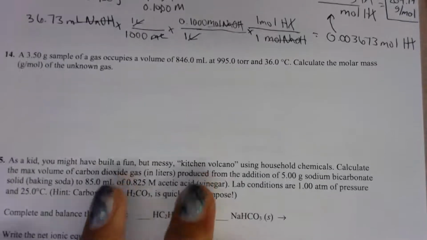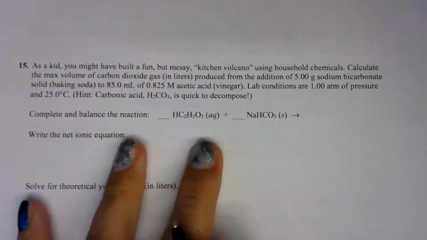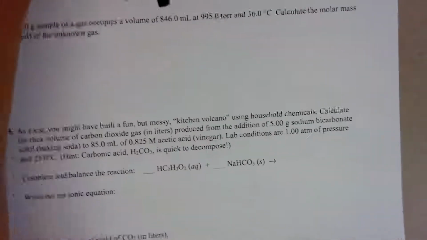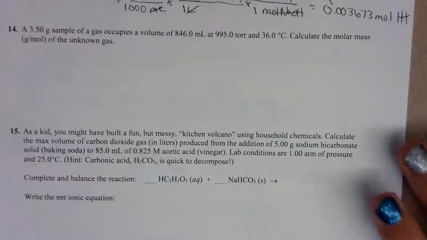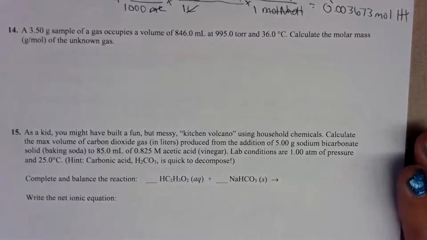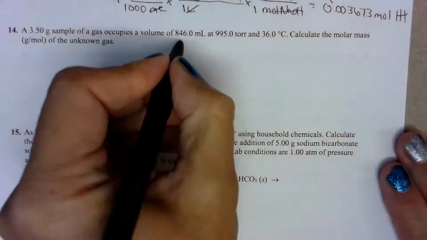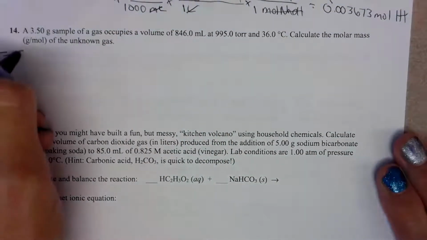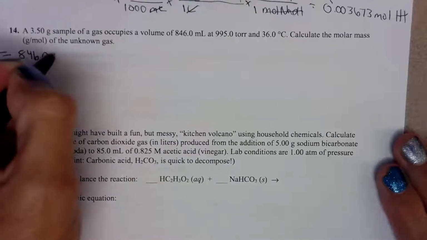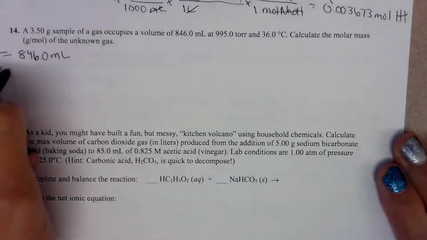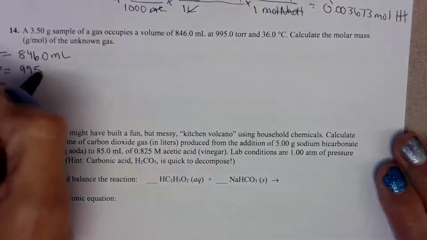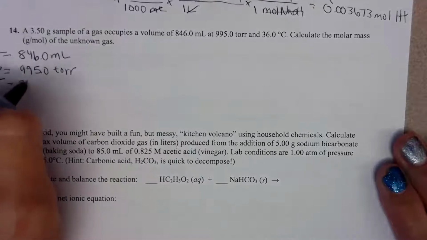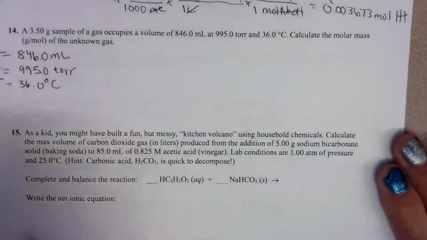All right, let's look at problem 14. It's a gas law problem. So we have a mass of a gas, a volume. Let's make a table of what we know. We have a volume of 846.0 milliliters. We have a pressure of 995.0 torr and a temperature of 36.0 degrees Celsius.